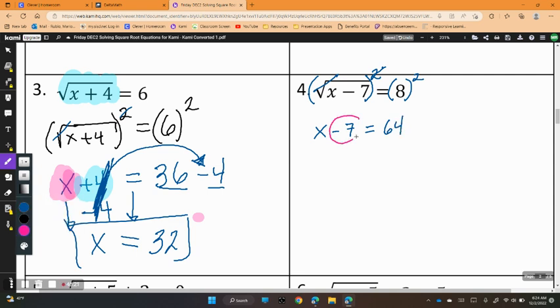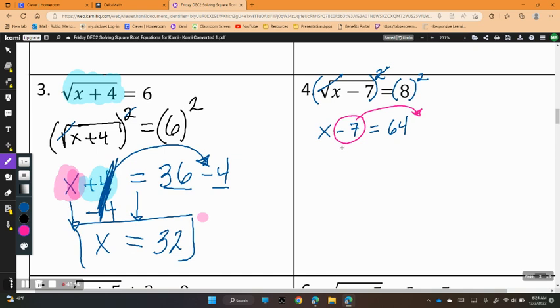Now I've got to bring this negative 7 to the other side of the equal so I can have my x by itself. I accomplish that by adding 7 to both sides. These 7s cancel. I bring down my x, I bring down my equal, and then I've got 64 plus 7, which is 71.